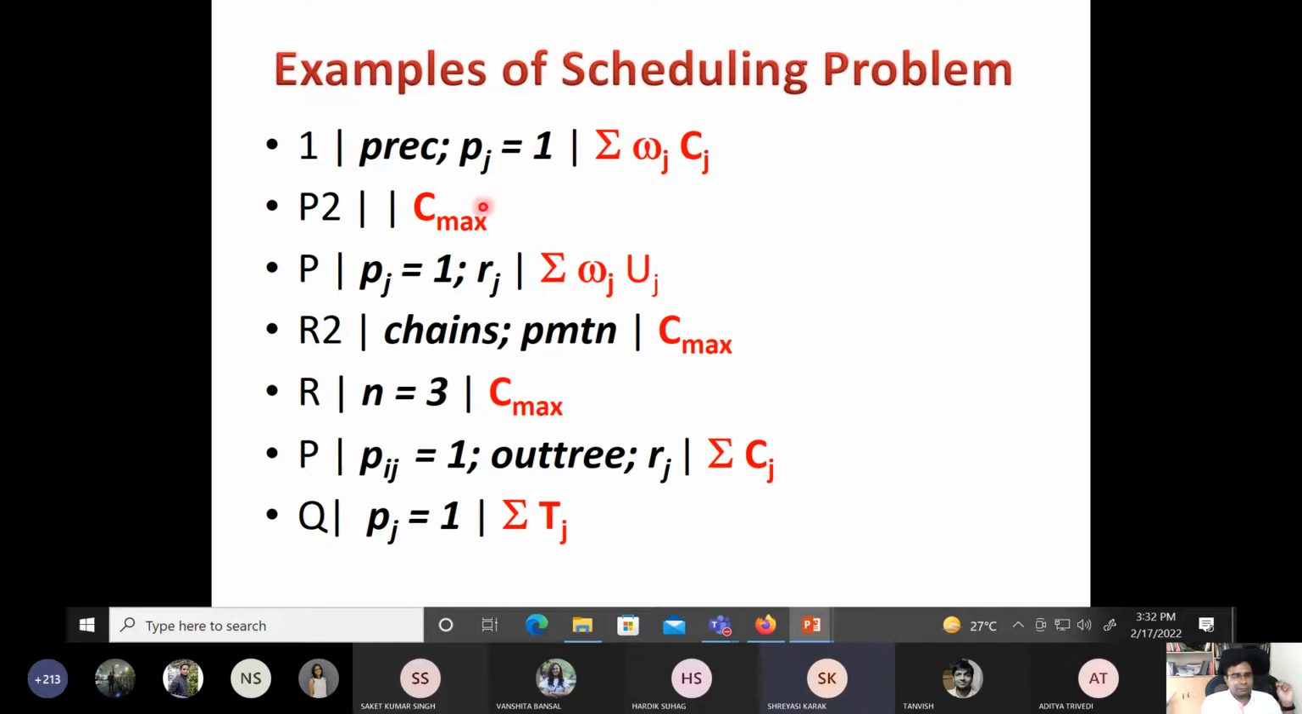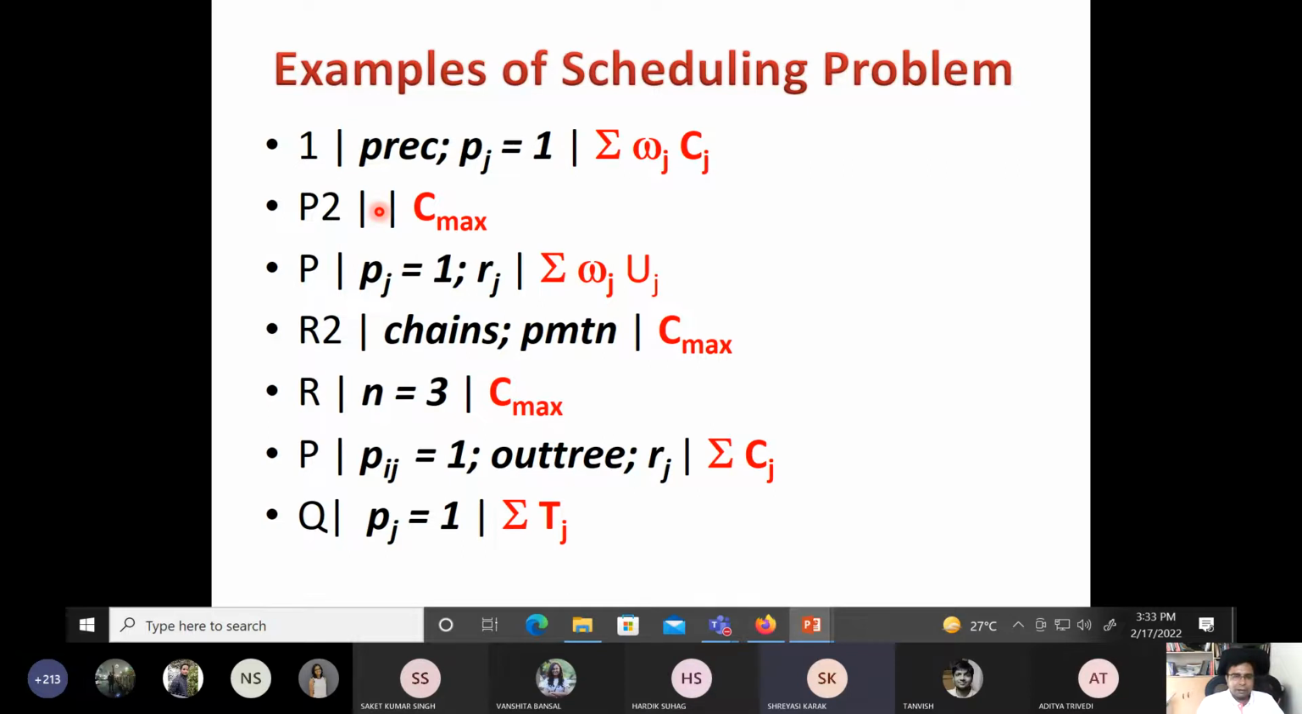So what is the second problem? In the second problem, we have two processors, P2, identical processors, and nothing is specified in the middle. That means tasks are arbitrary, no dependency, preemption is not allowed, release time is 0, deadline is infinity.